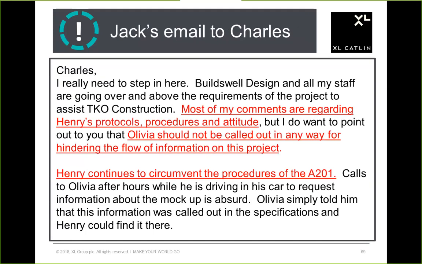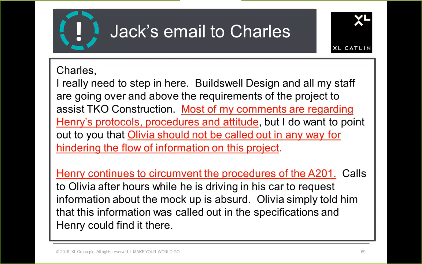And in this case, the principal did. And I want to highlight some things in his email. First, he leads off with, "I need to step in here." So he's injecting himself into this situation and very quickly identifying what this is about.